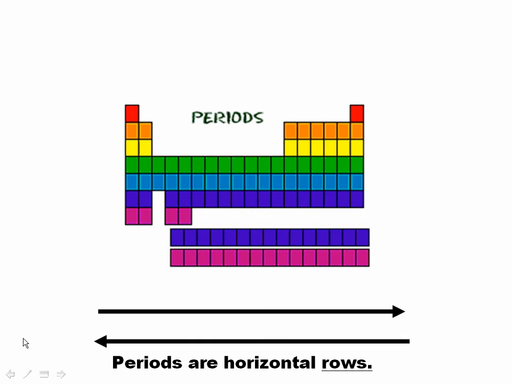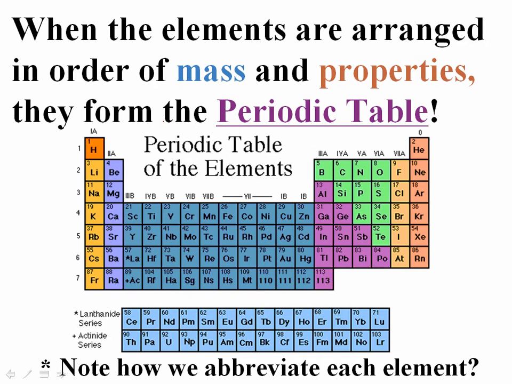If you're looking here on the PowerPoint, you can see how row 1 only has two elements on there. That is hydrogen and helium, both gases there at the top. But then you get down to row 2, and there's a few more. And there's reasons for these rows. They share properties. All right, so broken down, we can see that when the elements are arranged in order of mass, the periodic table forms. So we're basically organizing them by their mass, like I said.